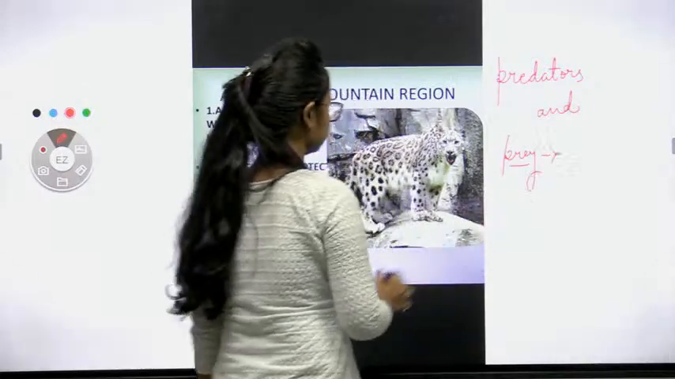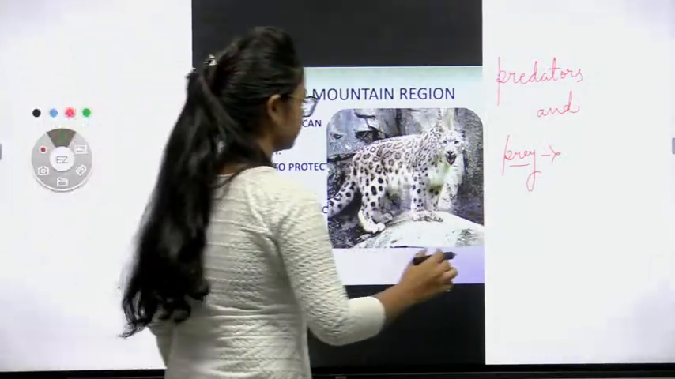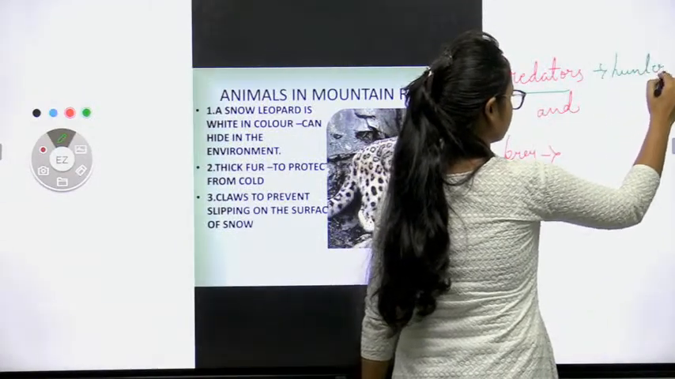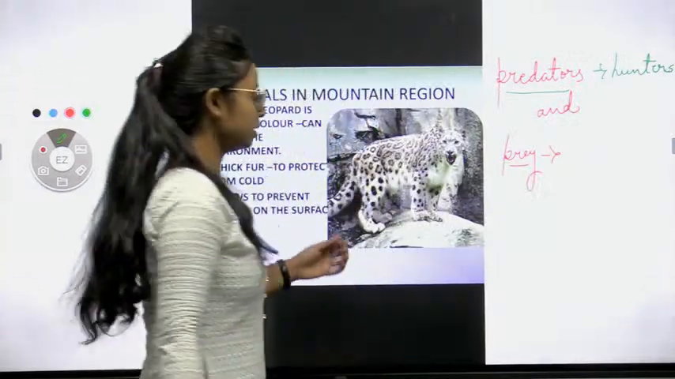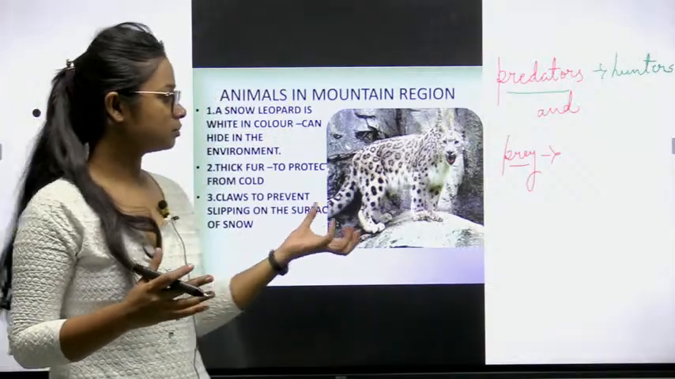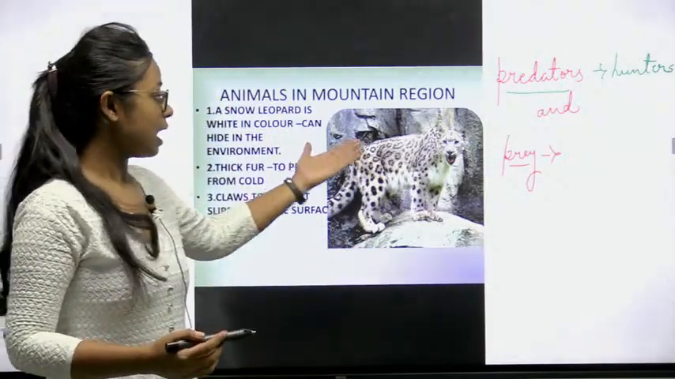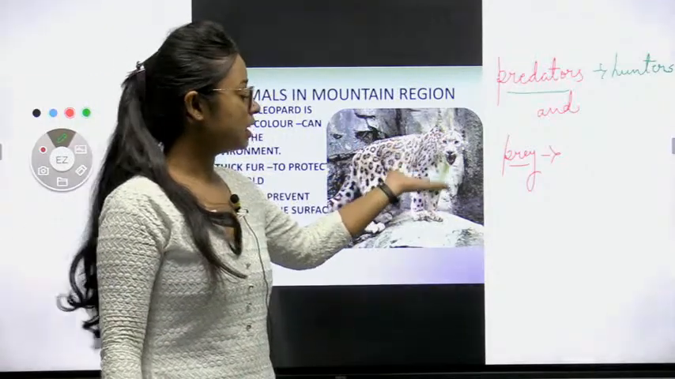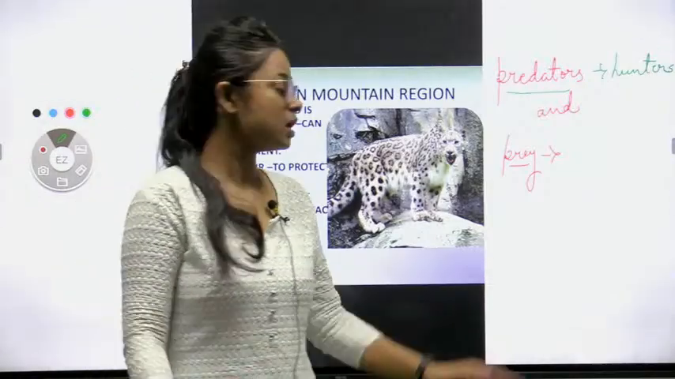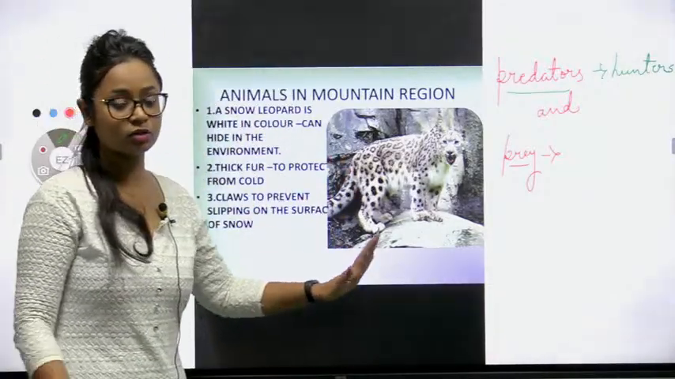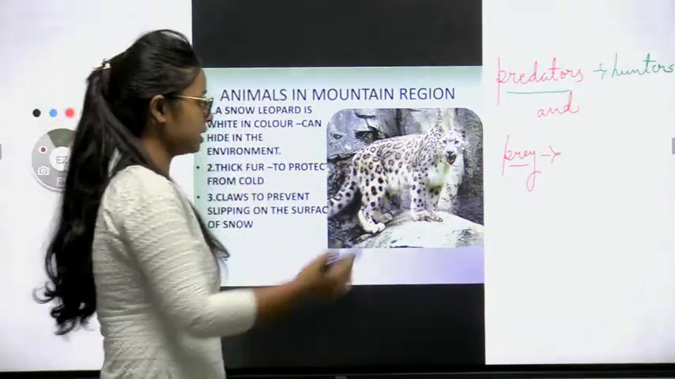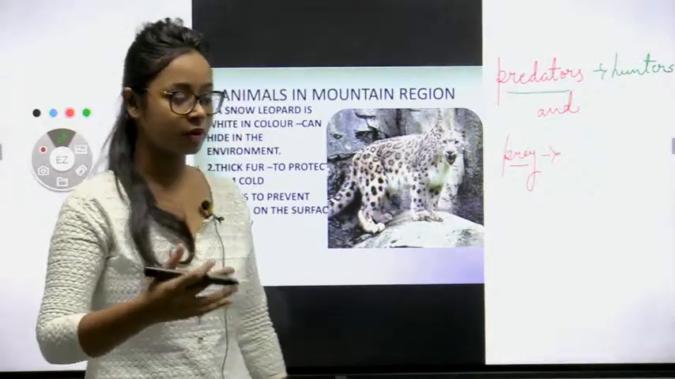Predators are the hunters, you can say. Hunters, you all know that tigers and lions have a huge demand, I mean people hunt them the most, right? So they have to hide themselves from their predators. So what they do, they have a white color on their body so that the snow leopard hides itself in the snow from the predators. And prey means the one who is hunted.